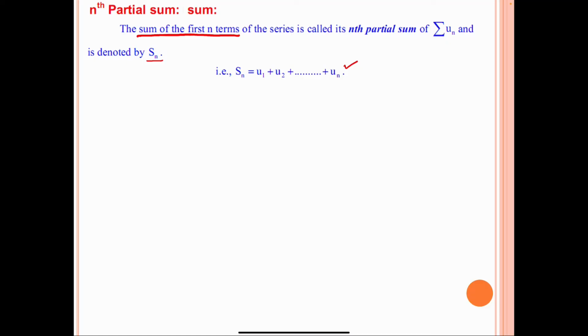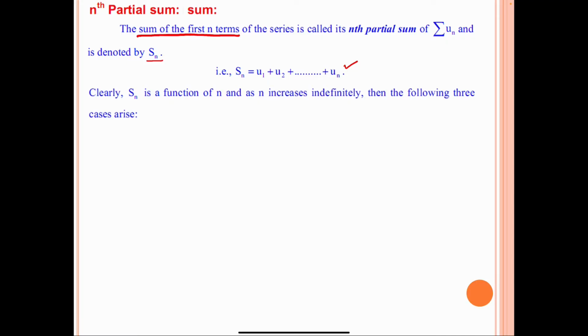This means that Sn is a function of n. And as n increases indefinitely, the following three cases arise for discussion. Number one, very important.